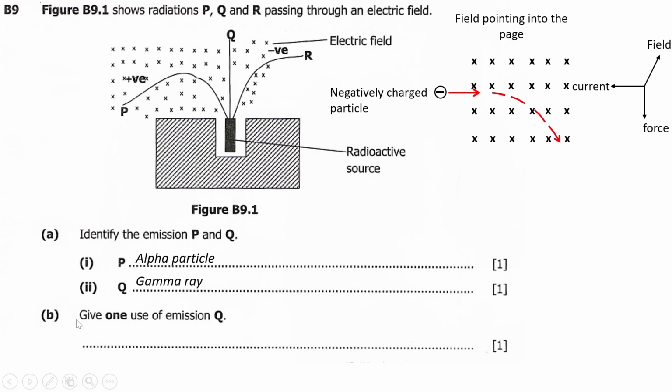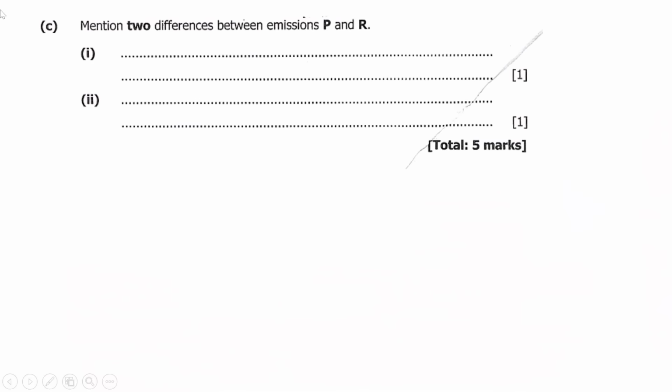Now if they say B, give one use of emission Q, which is gamma ray, you can say to sterilize medical instruments by killing bacteria. We move. Here, they are saying mention two differences between emissions P and R.